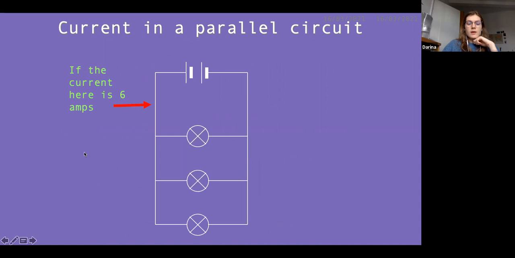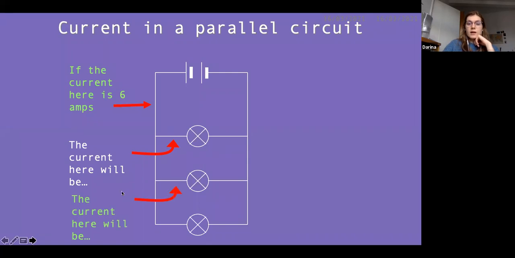Right, okay, great. So again, in a parallel circuit, if the current here is 6 amps, what do you think the current here will be? Okay, so you've got 2 amps there, perfect. And that's exactly right, because the current splits across these 3 circuits, so 3 branches. So we've got 2 amps, and 2 amps at the bottom as well.